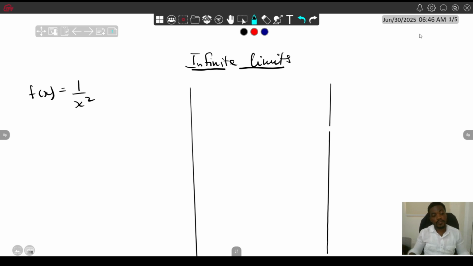So let's consider a function 1 over x squared here. Now, let's see what happens to this function as x approaches 0. So we take the limit as x approaches 0 of f of x, which is 1 over x squared. So what happens here? Let's consider some values.